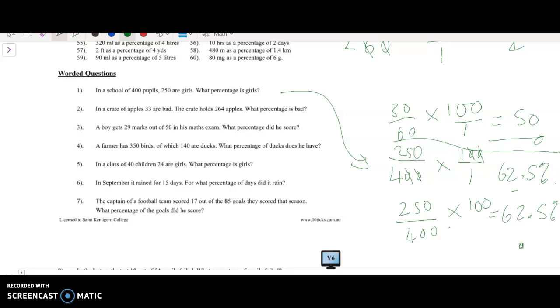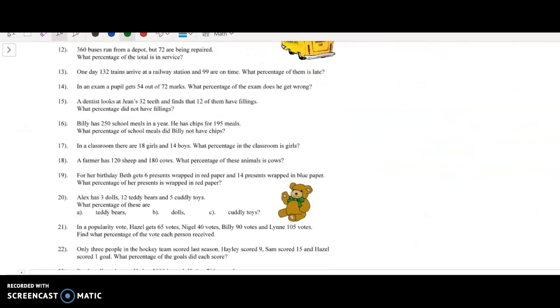Well done. Give those a go. They do carry on going, so don't forget they do carry on going down.